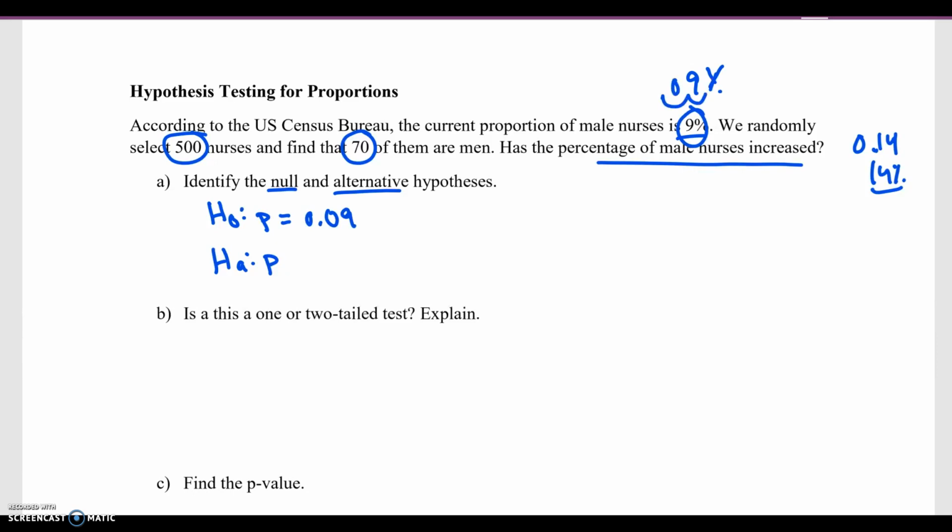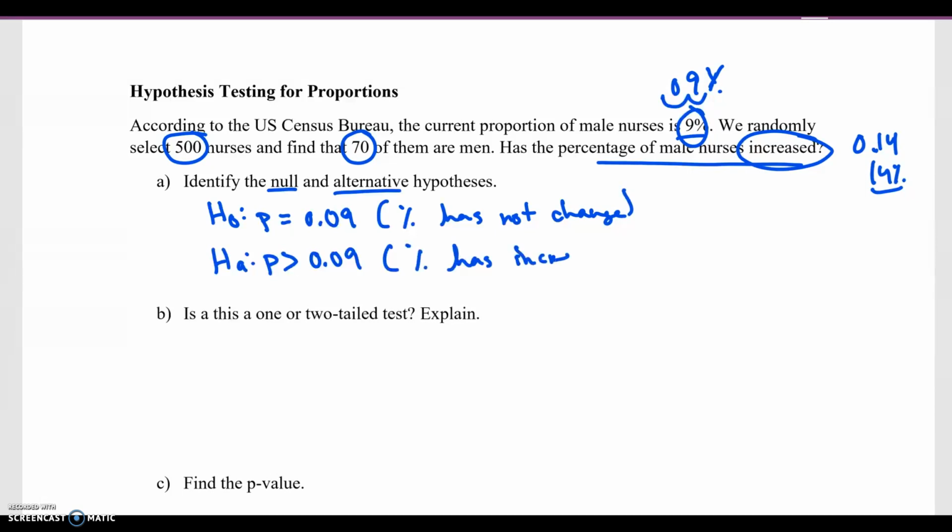Now, HA here, since we're looking for whether the percentage of males has increased, that gives us a clue that this is going to be a greater than sign, and then 0.09. So this is my null hypothesis and my alternative hypothesis. The null basically says that the percent has not changed, so we don't have enough evidence to say there has been an increase. The alternative means that the percent has increased. If we do our hypothesis test, it might tell us that it actually is enough information.